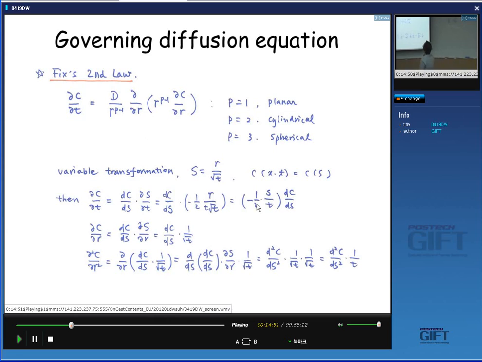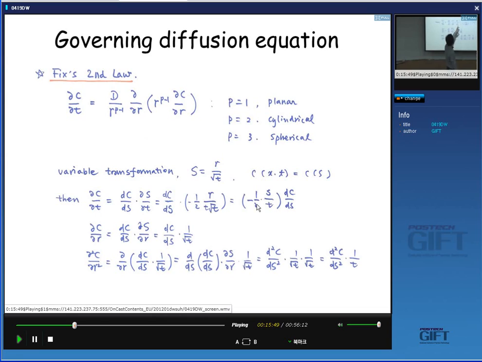To solve this differential equation, the first thing we have to do is a variable transformation, the variable S equals R over square root of T. Why do we have to do this kind of variable transformation? Solving a partial differential equation is a kind of experienced way. Many mathematicians tried many ways to solve this kind of equation, and they finally found that if we make a variable transformation like this one, we can solve it.